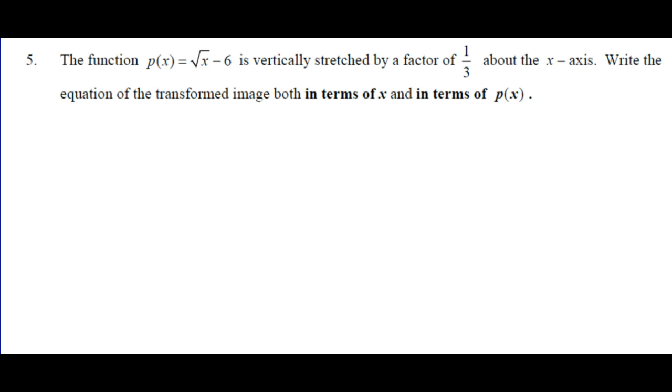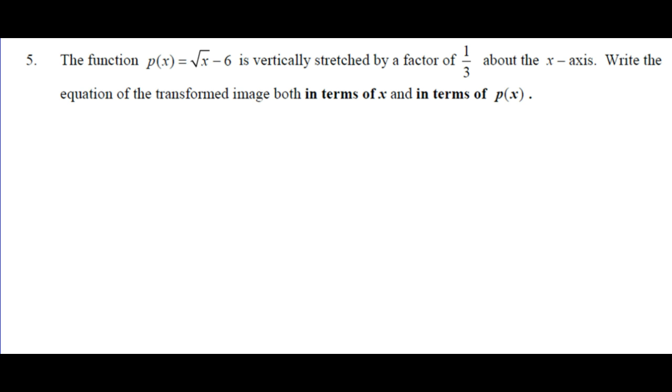The function p of x is equal to the square root of x minus 6, so this is an actual function, right? We could do stuff with it, we could graph it. Is vertically stretched by a factor of 1/3 about the x-axis. Write the equation of the transformed image both in terms of x and in terms of p of x. So my preference would be to start with the p of x, but the person who wrote the key decided to go otherwise. But okay, so let's do the x one first.